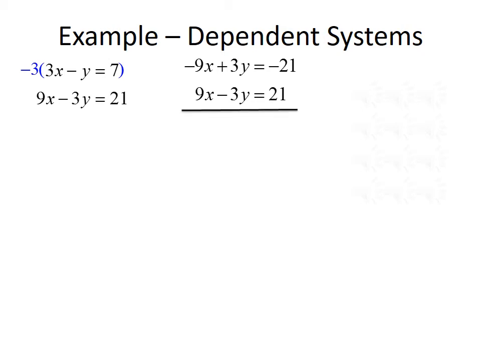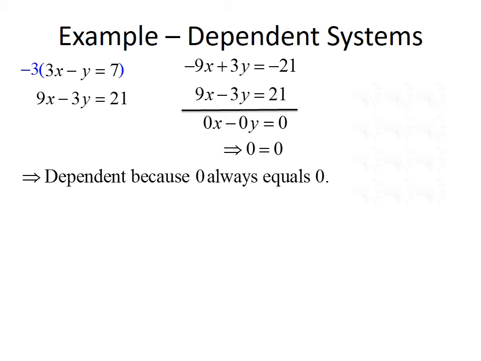We'll add the two equations together. Negative 9x plus 9x cancel out, leaving us with 0x. 3y plus a negative 3y cancels out, giving us 0y. And negative 21 plus 21 cancels out, giving us 0. So when we add our two equations together, we get 0 equals 0. And so this system will be dependent because 0 always equals 0.